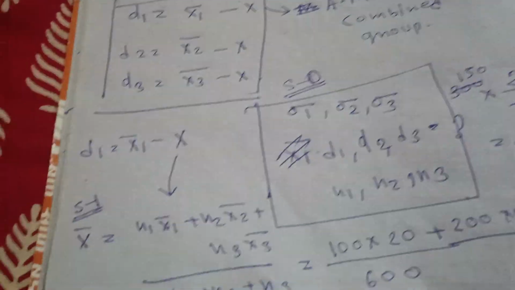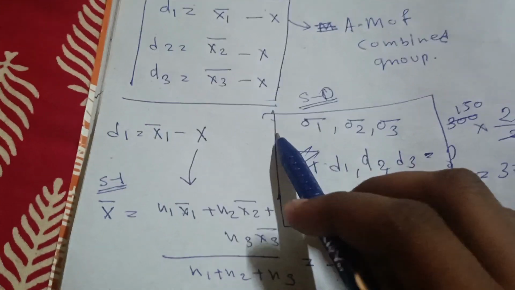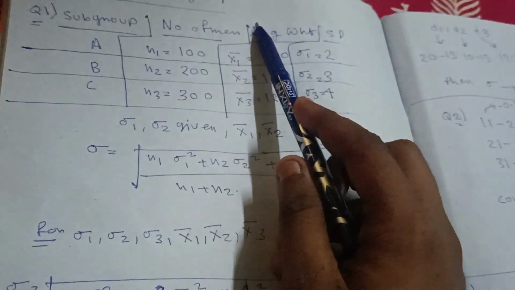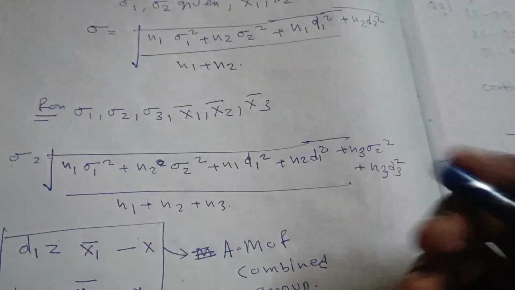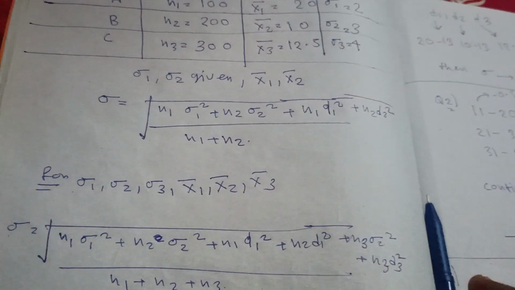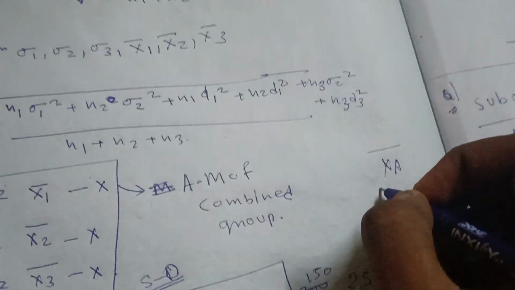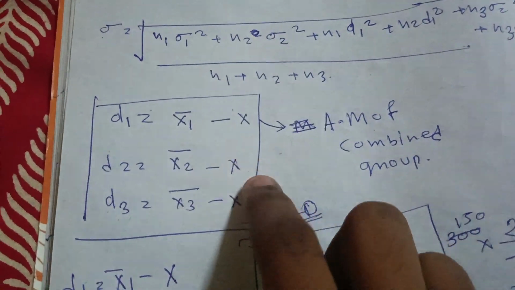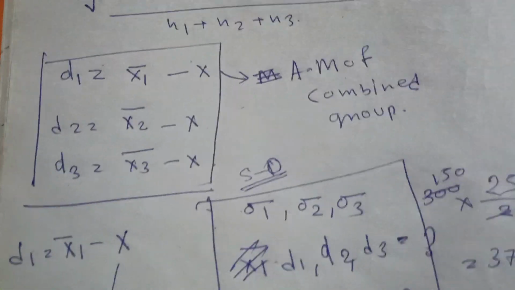So what is d1? d1 is x1 bar minus x. What is x1 bar? X bar 1 is given because the average is given. I am considering x1 just for ease of naming; you can write it as x with a small subscript 1, or xa, that is, xa bar. So d1 equals x1 bar minus x, where x is the arithmetic mean of the combined group. So, the formula.